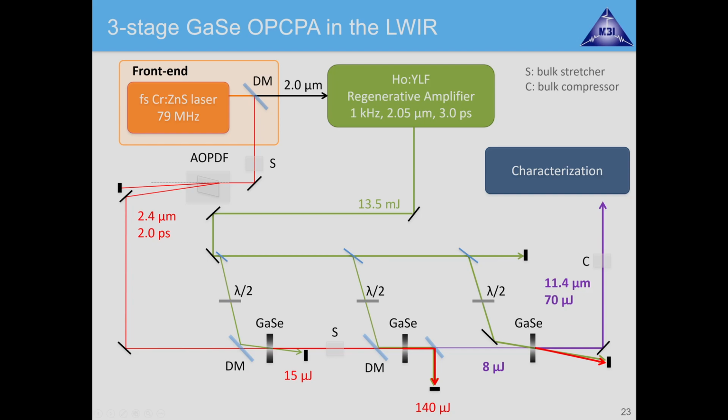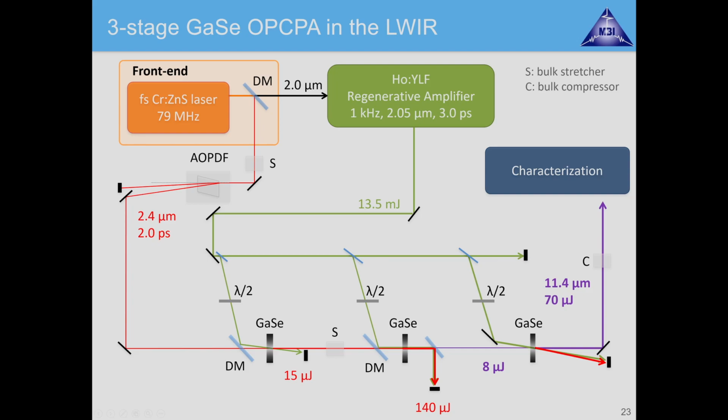We also pre-stretch the signal pulses, which we then pump in 3 optical parametric stages in gallium selenide. We have a first non-collinear stage that amplifies the pulses to 15 microjoules, so from nanojoules we got to microjoules here. Then we stretch further with bulk material. Then we have a second parametric stage, where we already achieved 140 microjoules of signal.